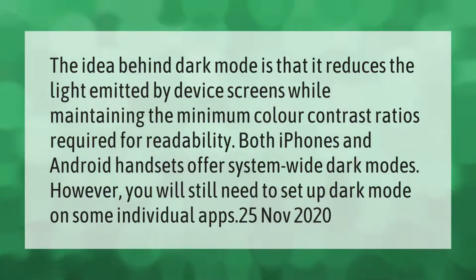The idea behind dark mode is that it reduces the light emitted by device screens while maintaining the minimum color contrast ratios required for readability. Both iPhones and Android handsets offer system-wide dark modes. However, you will still need to set up dark mode on some individual apps.